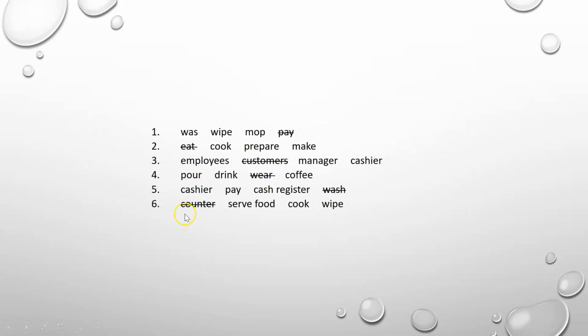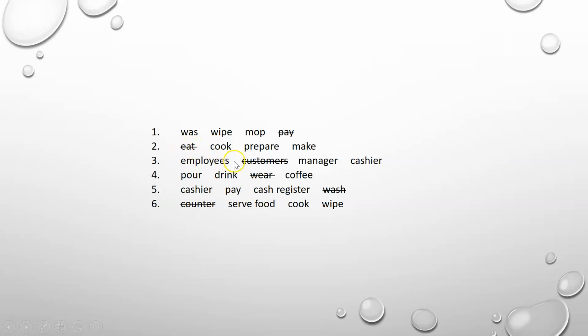Okay, so here are the answers. We already know that it is the verb pay that is different, that doesn't belong in number 1. Number 2 has 4 words: eat, cook, prepare, and make. So cooking, preparing, making is about food preparation, so getting something ready. And eating is actually the opposite thing, right? It doesn't belong, it's not the same. So you cross out eat.